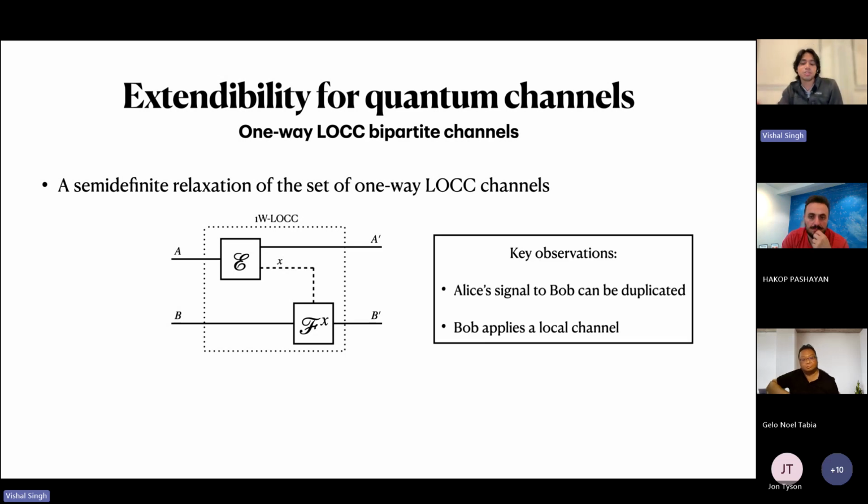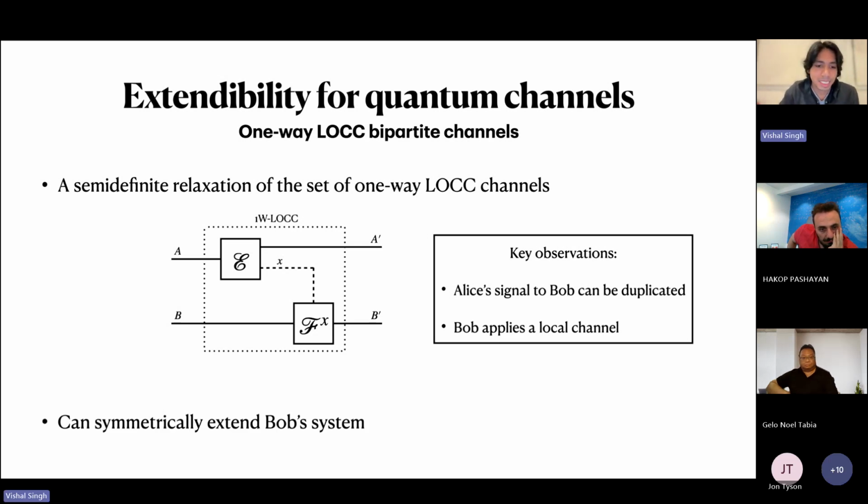And the key observations to make here are that Alice's signal to Bob can be duplicated because it's classical data, so it can be copied as many times as we want. And Bob applies a local channel on his state. And so basically, we can simply duplicate Bob's laboratory, similar to what we did with states.